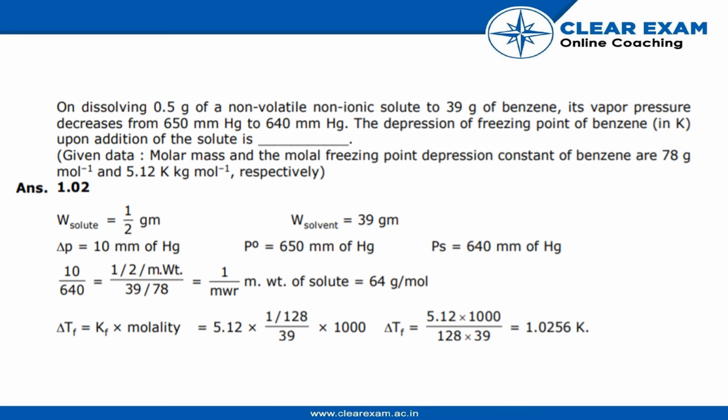After that, delta P, the change in the pressure, is 10 millimeter of Hg, and P naught is 650 millimeter of Hg, and PS is 640 millimeter of Hg. The values are given in the question.